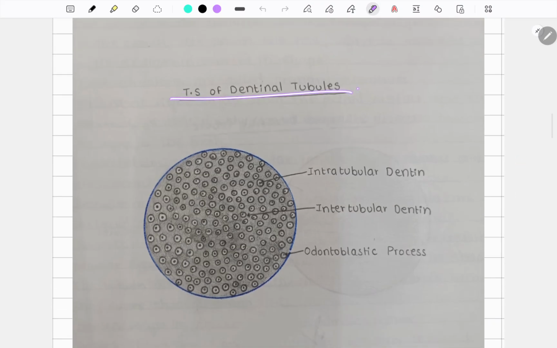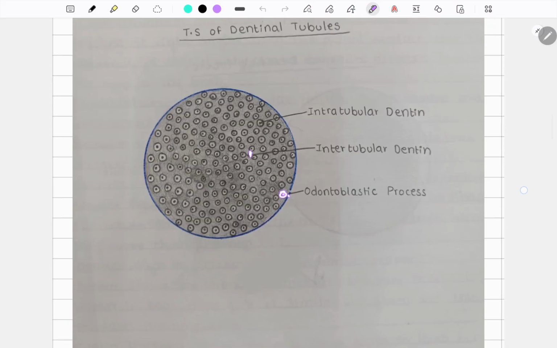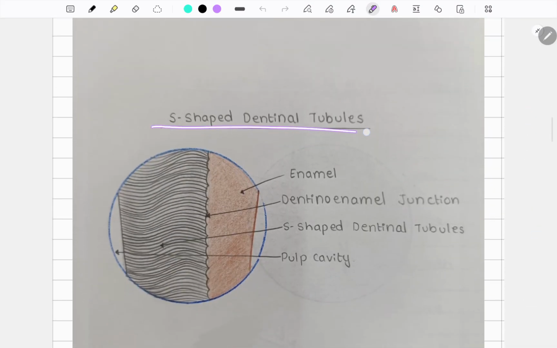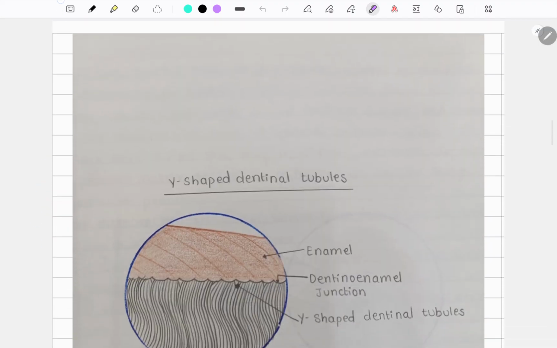Next is TS of dentinal tubules. So this is intratubular dentine, and this is intertubular dentine, and this is the odontoblastic processes which you can see. Next is S-shaped dentinal tubules. As I said, you can mention S-shaped dentinal tubules also if dentine is seen more in the slide. This will be the diagram for that.